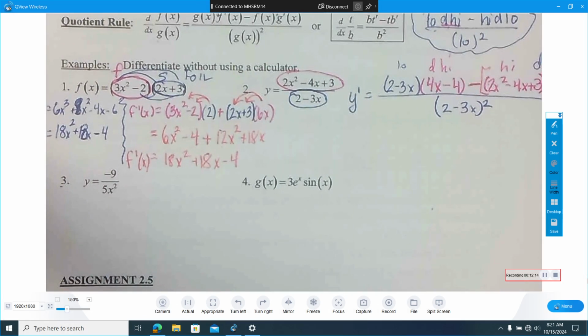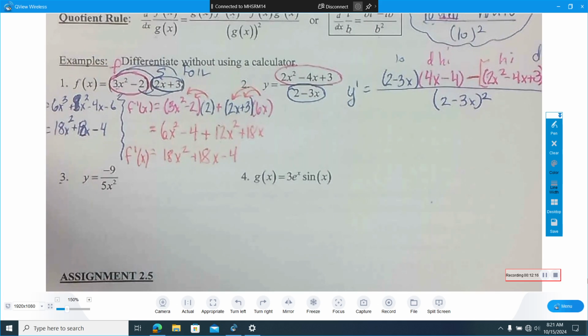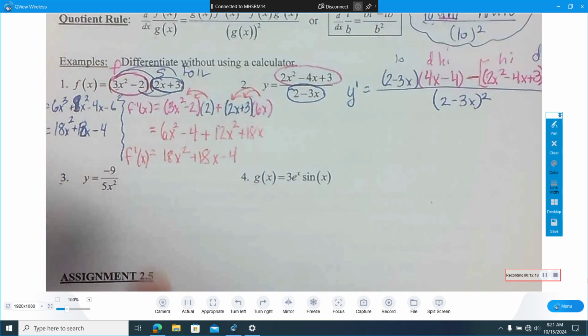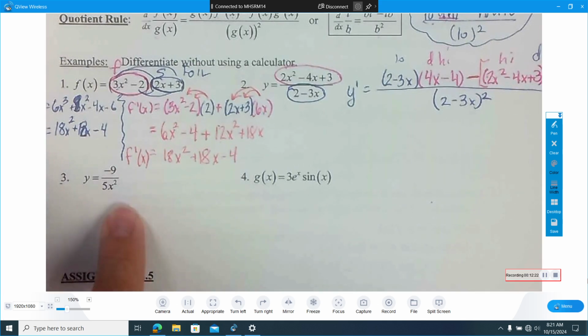Questions on those? That's it. Those are the patterns today. All right. Over here, again, we have a choice here. It's a quotient, so we could use our quotient rule.